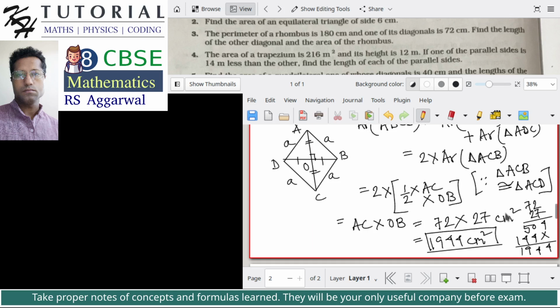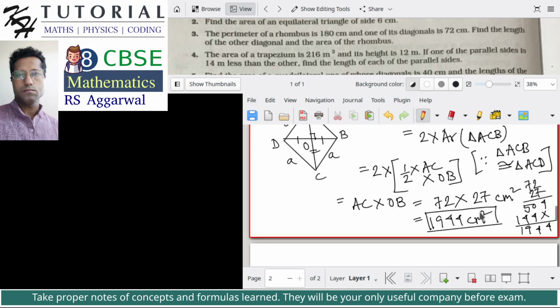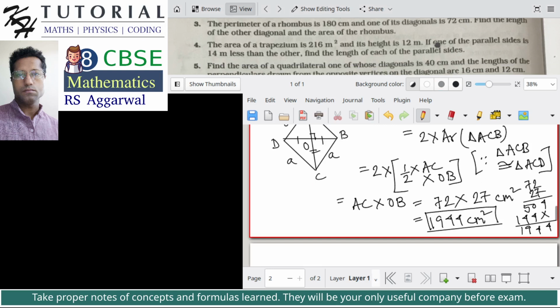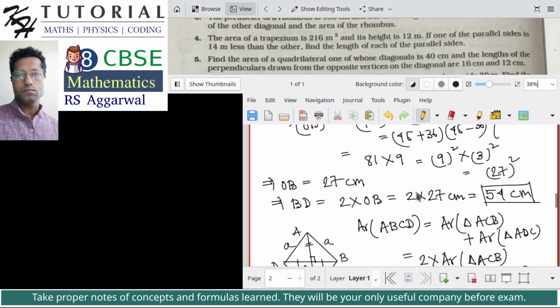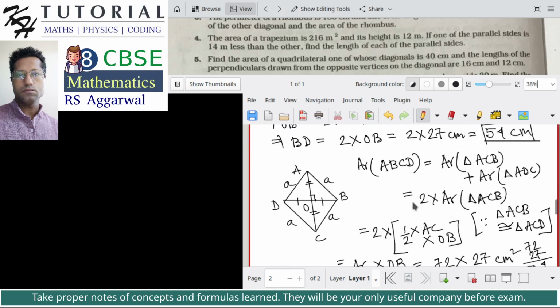It is correct. So one formula you might already be knowing from your previous class, that the area of a rhombus is half into the product of the lengths of the diagonals. Okay, this was problem number 3. Let's do problem number 4.